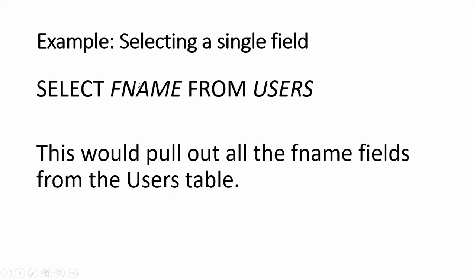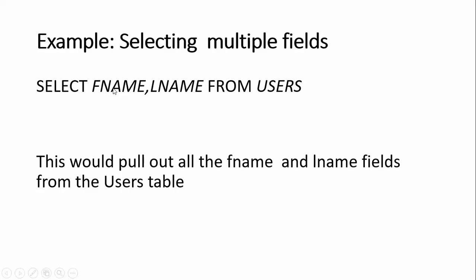What if we wanted to select more than one column out of that table? Well, that's very easy. Instead of having one column name, we have two column names, and we separate them with a comma. So we provide a comma separated list of the columns that we want to pull out of our database. So this would pull all the first names and last names out of the users table. So if you want to select more than one column, or you want certain specific ones, just provide them, but separate them with a comma.